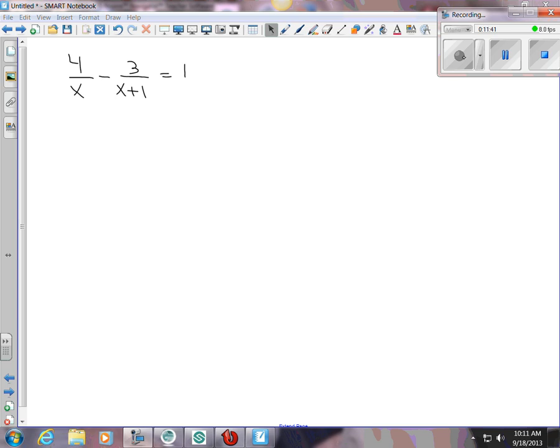So you guys told me my common denominator was going to be what? So here's what we're going to do. We're going to multiply every single term here by our common denominator, okay? So I'm going to have x times x plus 1 times 4 over x, okay? I'm multiplying everything here by the common denominator that we're going to use.